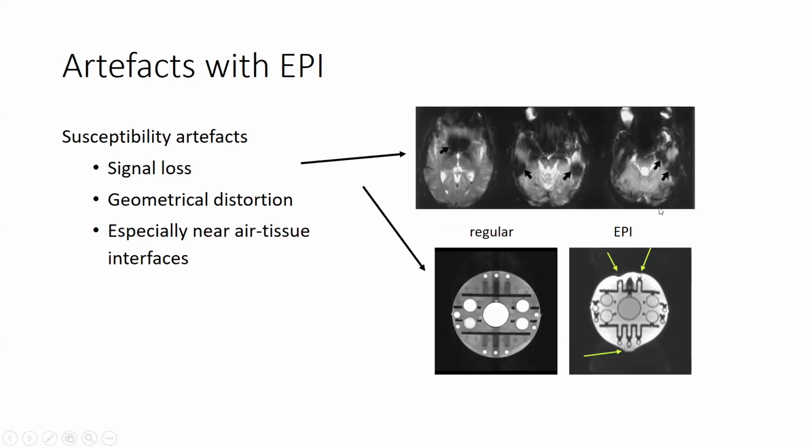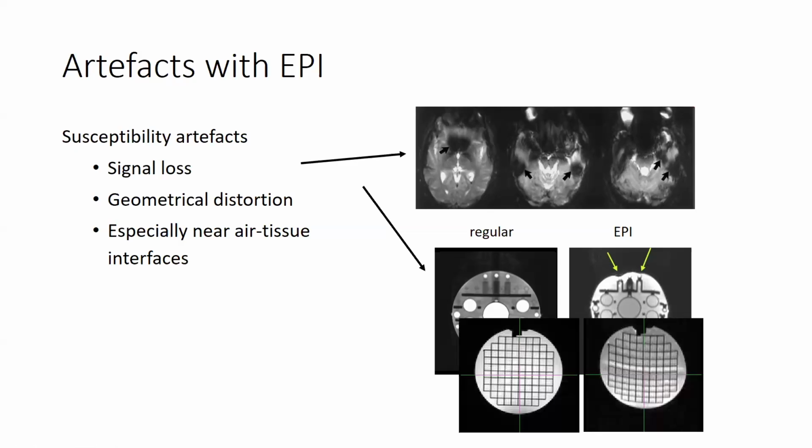You can see it here in this brain, in the skull base, or near the ear canals, or just above the eyes. You can also see it here in what we call a phantom. This is just a bowl of water with very nice structures in it. A normal scan of this phantom looks like this, but in the EPI you see that I have a clear distortion. And when I look at this one, which should have a nice rectangular grid, you see that it's completely distorted and you do have very strange things.